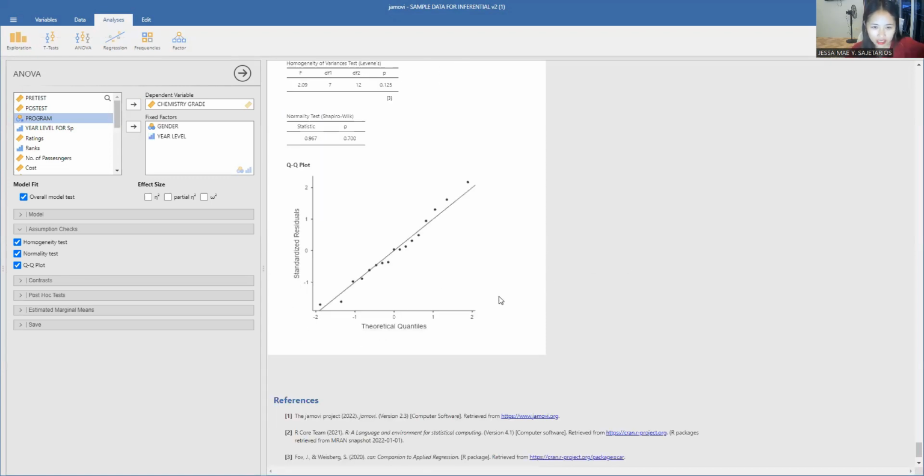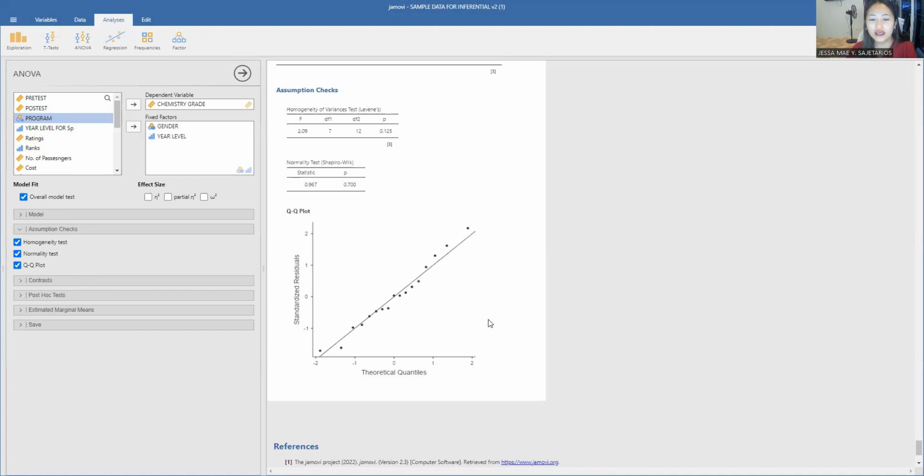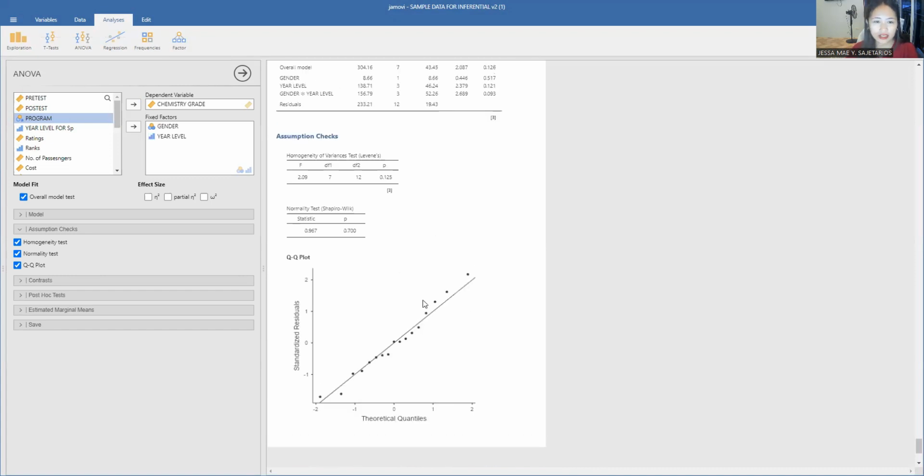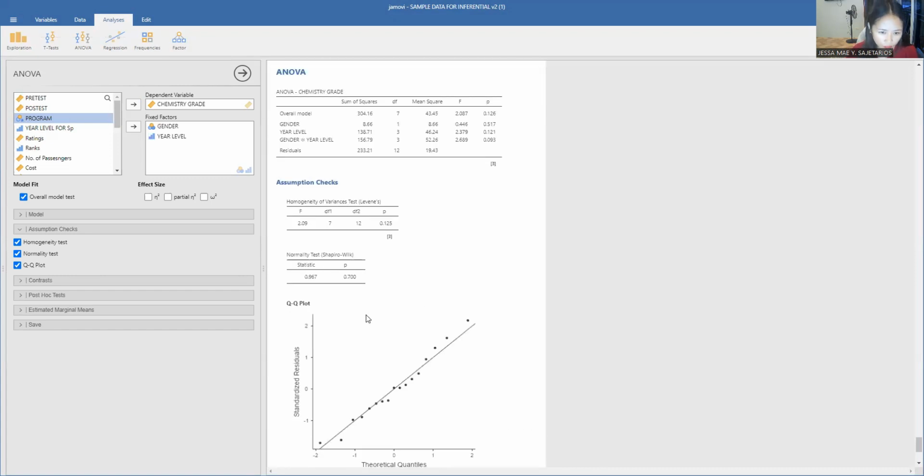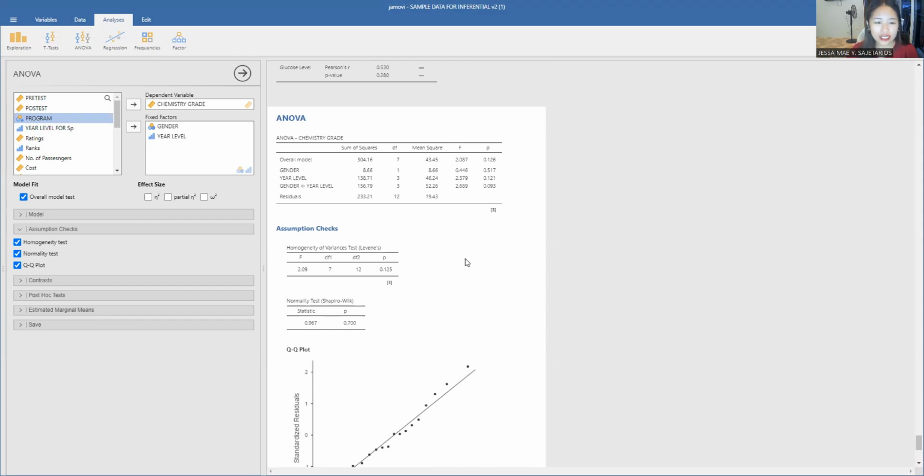But we'll try to check the Q-Q plot here. There are no significant outliers. The Shapiro-Wilk is also satisfied. The Levene's test is also satisfied since the value is higher than our alpha level of 0.05. So, since all assumptions are met, let's proceed to the analysis.